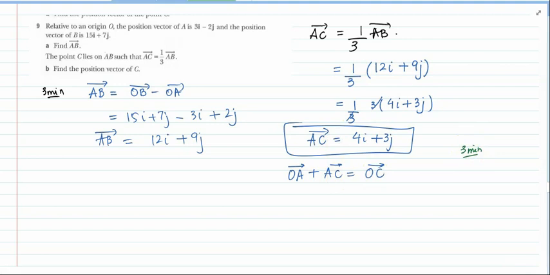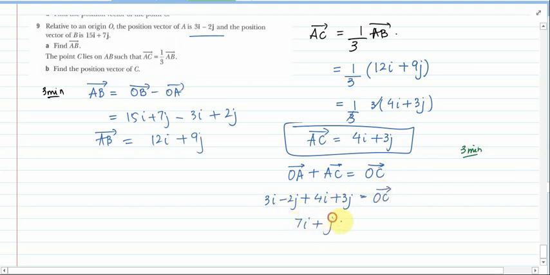Alright, so OA is what? OA is given, it's 3i minus 2j. AC is what? It's 4i plus 3j. It leads to OC, which we are looking for. 4i plus 3i, it's 7i plus j is equal to OC. Alright, so that is the vector OC which we are looking for, and that is your answer.